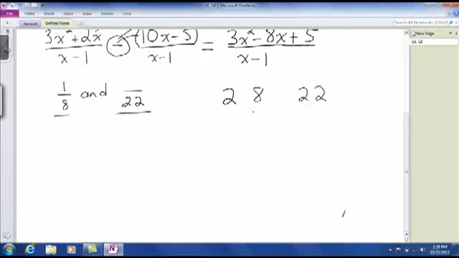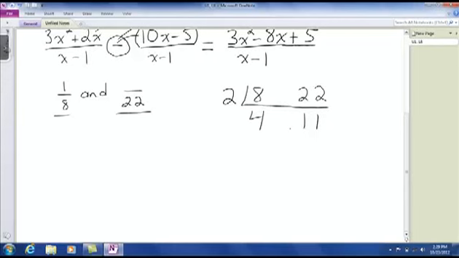2 goes into 8 4 times. Why do I keep doing this? I have no idea why things keep disappearing on me. 2 goes into 8 4 times. 2 goes into 22 11 times. Right? Of course it does. Now, 4 and 11 don't have any factors in common. I can't do anything else with it.